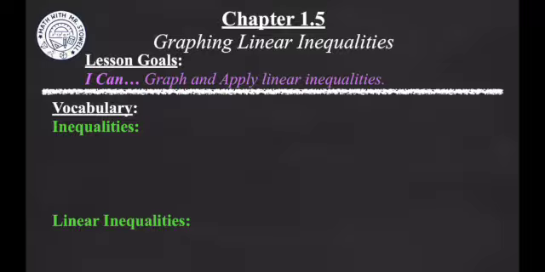Inequalities is basically a way for us to compare two objects. Is it bigger than? Is it less than? Is it bigger than or equal to it? Is it less than or equal to it? Typically, we see them as these symbols. We have the less than symbol, the less than or equal to symbol, the greater than symbol, or the greater than or equal to symbol. It's a way of comparing two objects.